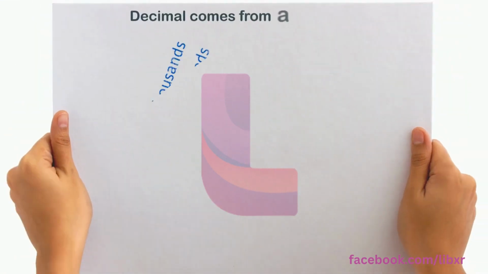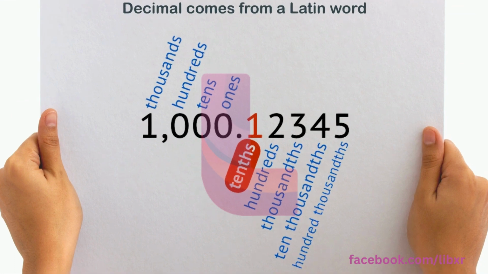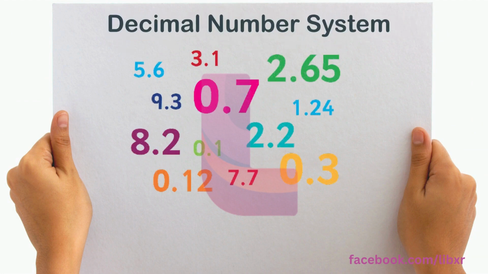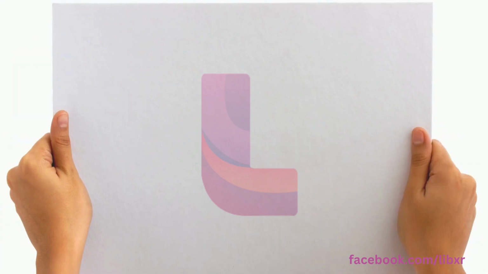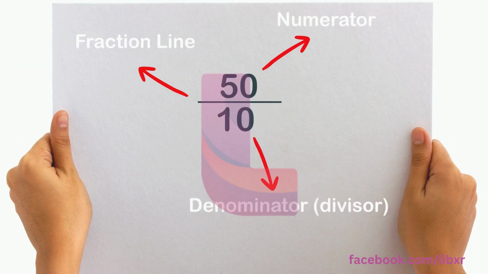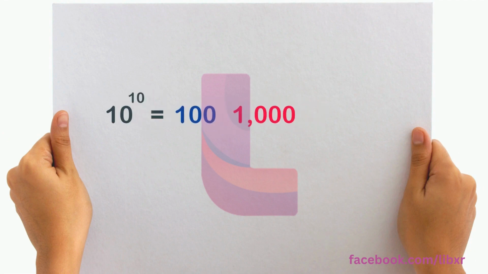Decimal comes from a Latin word decimus, which means tenth. The numbers that the decimal number system presents are called decimal fractions. A decimal fraction refers to a fraction whose denominator, divisor, is either 10 or a power of 10 such as 100, 1000, 10,000 and so on.